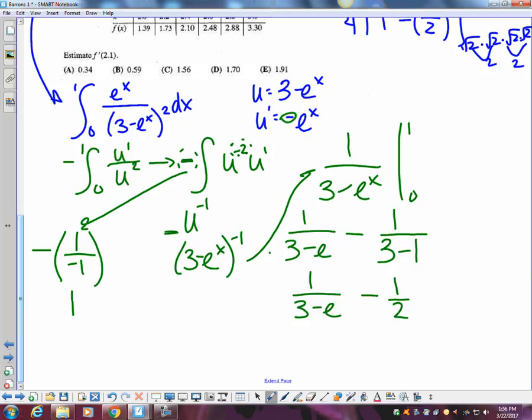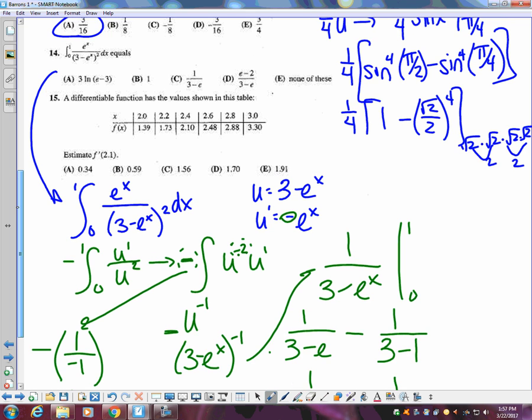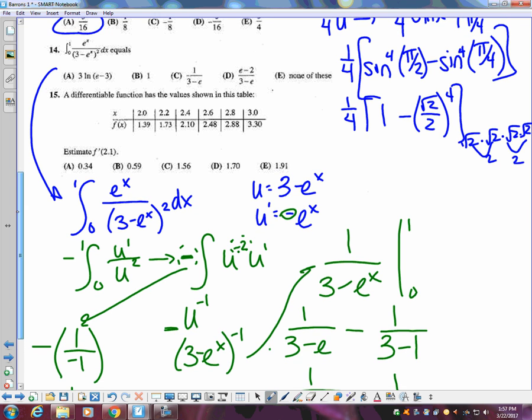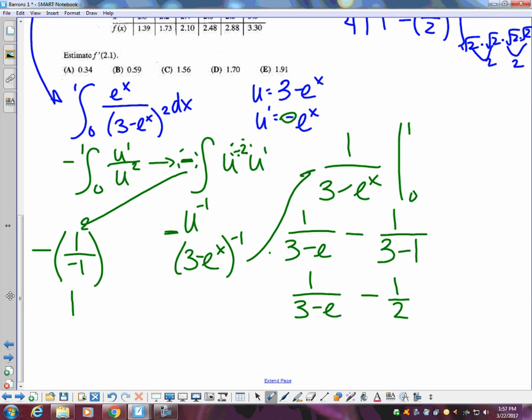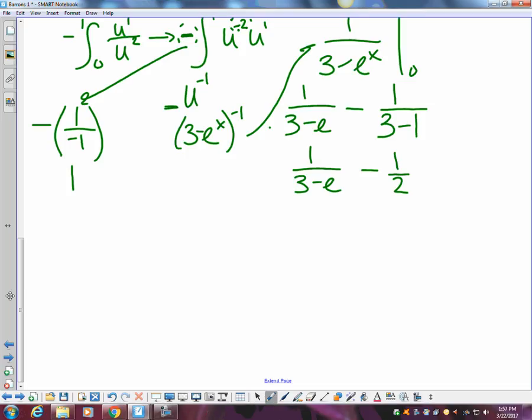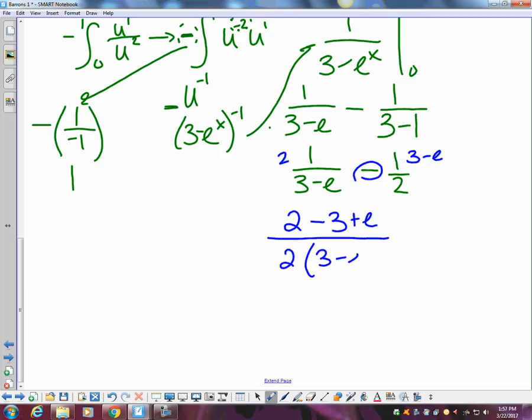Okay, and I'm trying to keep an eye on my answers, and they are all one big happy term. Well, I have 2 not happy fractions. So I'm going to go common denominator. So he's getting a 2, and he's getting a 3 minus e. Watch out, this is a shark. So 2 minus 3 plus e over 2, 3 minus e. And then the 2 minus 3 gives me negative 1.